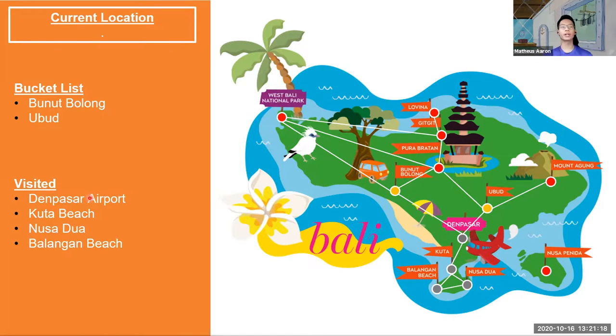Now I'm done exploring the south. I'm going to explore the northern part now. I still have two places in my bucket list, so I'm going to go to Ubud first. In Ubud, I can actually go to three different places: Denpasar, Pura Beratan, and Mount Agung. I'm going to add Pura Beratan and Mount Agung to my bucket list because I visited the airport.